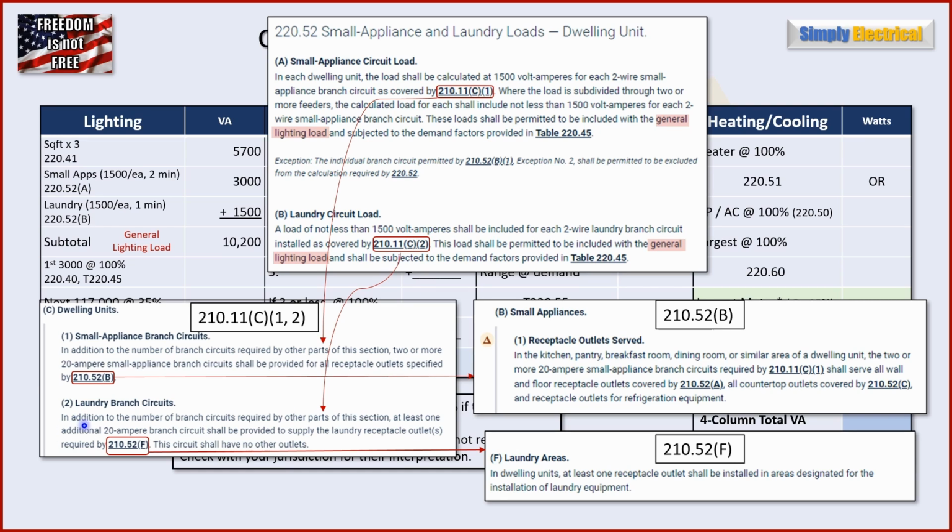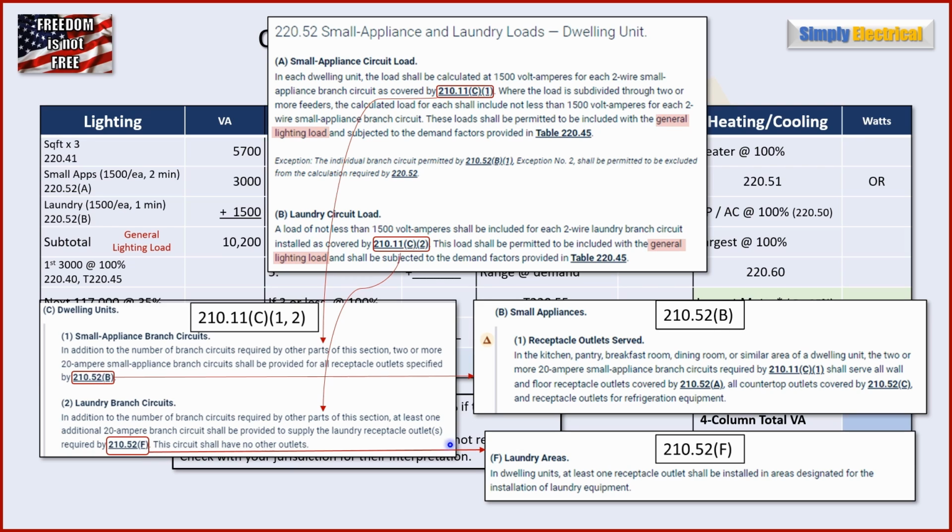210.11c2 says laundry branch circuits. In addition to the number of branch circuits required by other parts of this section, at least one additional 20 amp branch circuit shall be provided to supply the laundry receptacle outlets required by 210.52f. This circuit shall have no other outlets. Okay, so it's telling us that at least one laundry branch circuit is required in any dwelling.